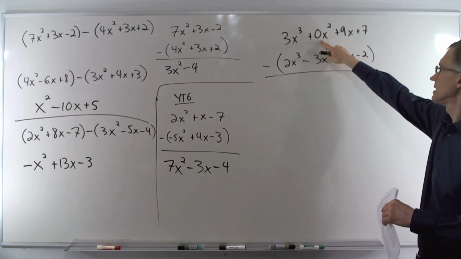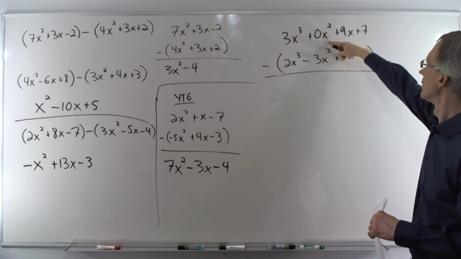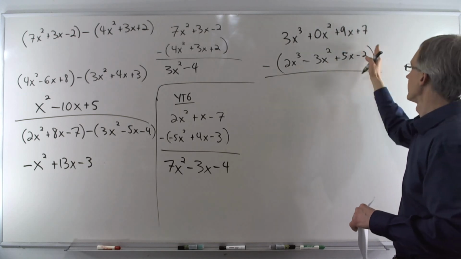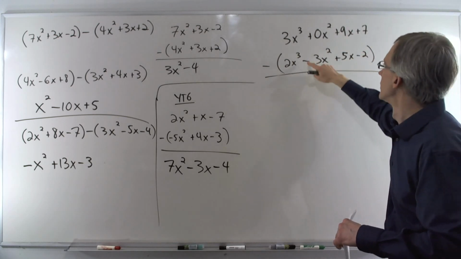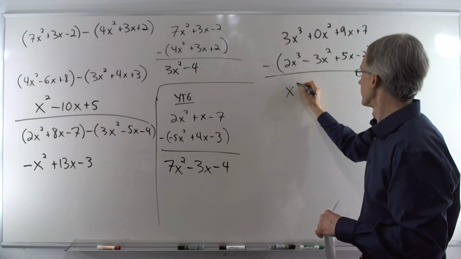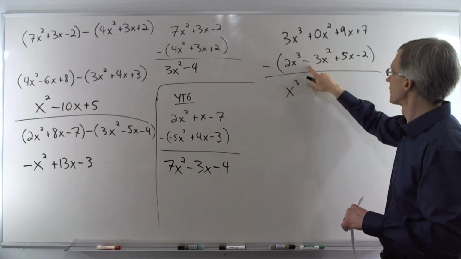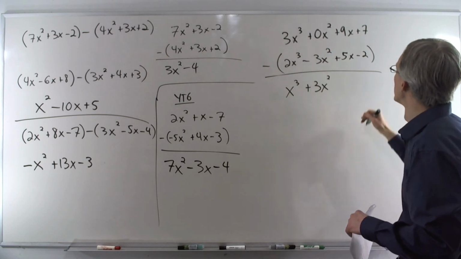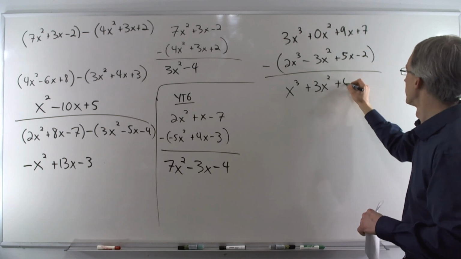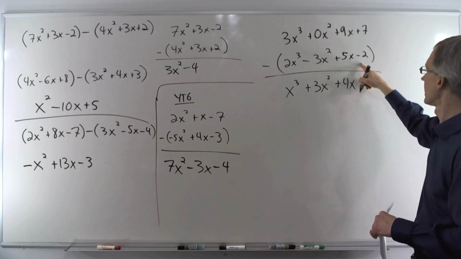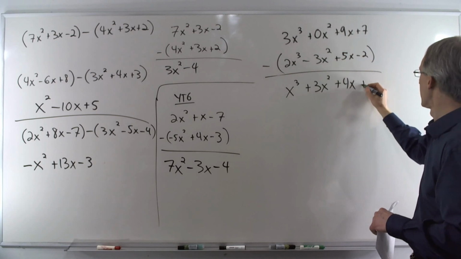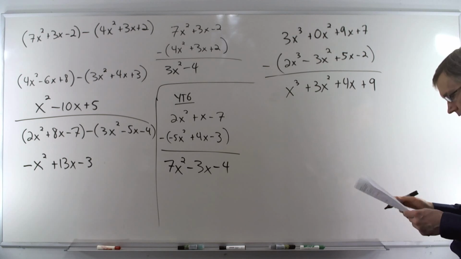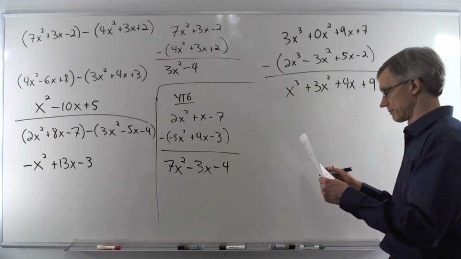Now that we've got that 0 placeholder, it helps to keep things organized. Right now we've got like terms over like terms in all the columns. 3 minus 2 is 1, so that's x to the third. 0 minus negative 3 is the same as 0 plus 3, so this is plus 3x squared. 9 minus 5 is 4, so plus 4x. And 7 minus negative 2 is the same as 7 plus 2, which is 9. So we get x to the third plus 3x squared plus 4x plus 9. Your turn, number 7.